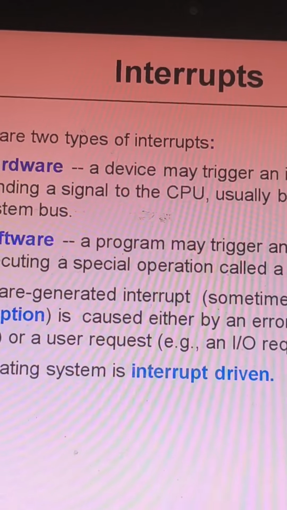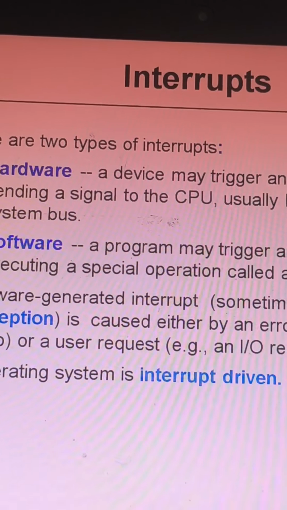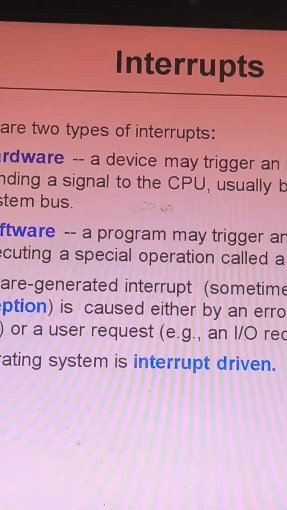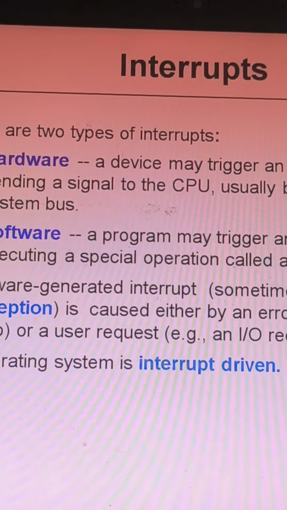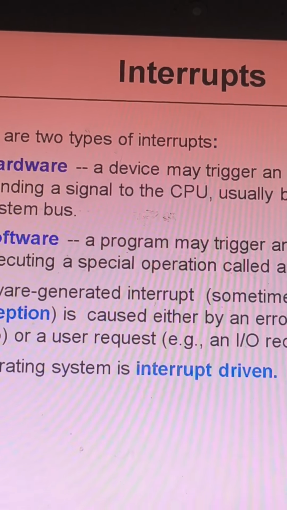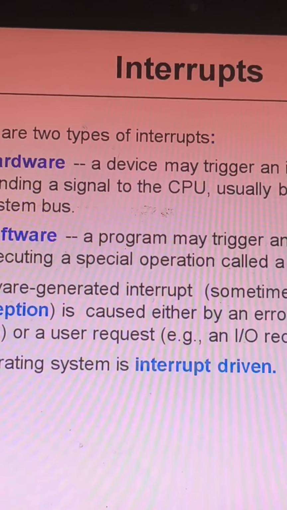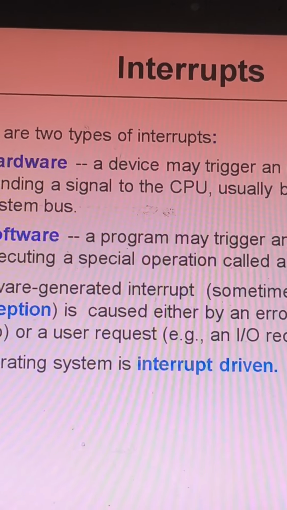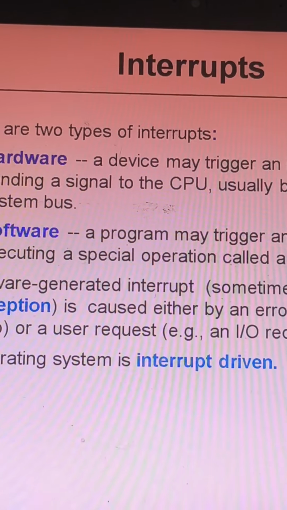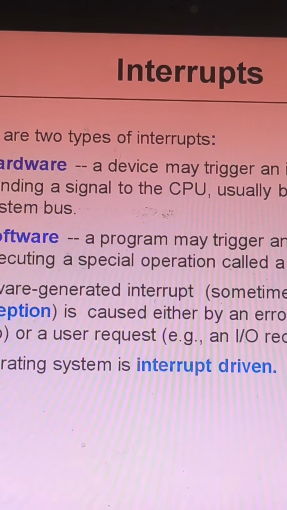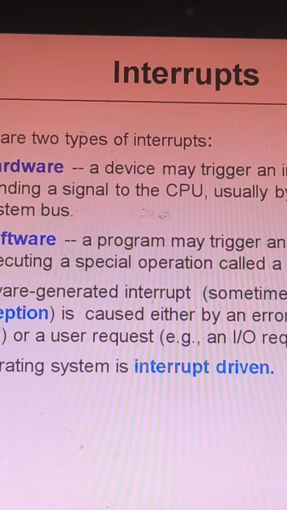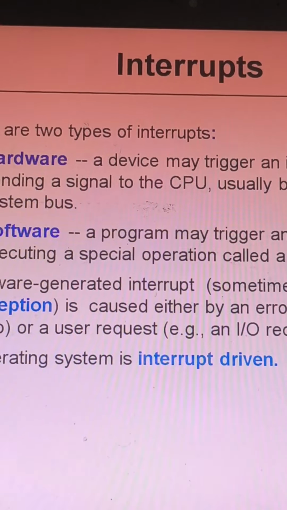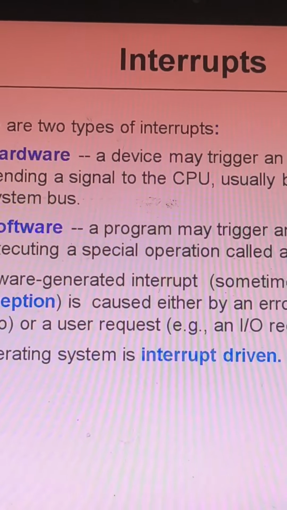Interrupts. There are two types of interrupts: hardware interrupts and software interrupts. Hardware interrupts are where a device may trigger an interrupt by sending a signal to the CPU, usually by way of the system bus. And coming to software interrupts, it will be a program that may trigger an interrupt by executing a special operation called a system call.